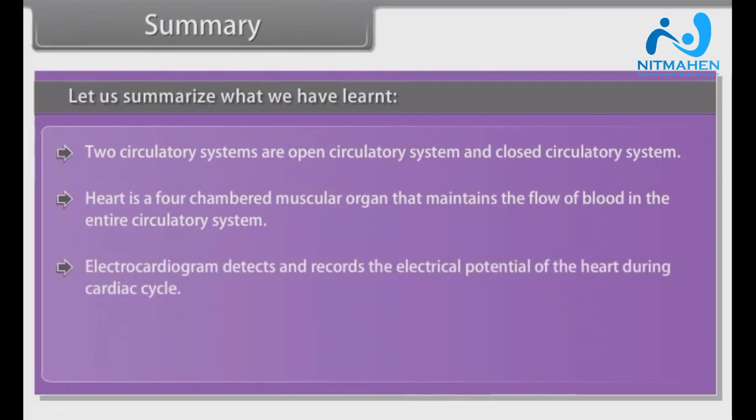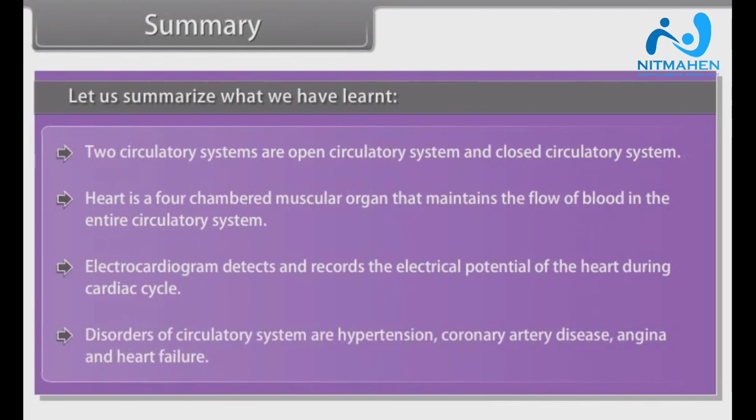The electrocardiogram detects and records the electrical potential of the heart during the cardiac cycle. Disorders of the circulatory system are hypertension, coronary artery disease, angina and heart failure.